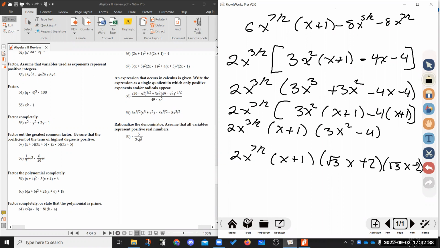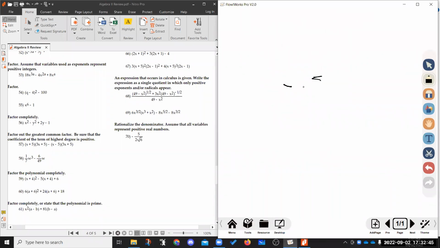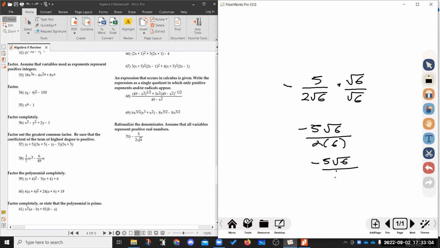All right. Last problem here is we have -5/2√6. We want to rationalize that denominator. So we're going to multiply by √6 over √6, which gives us -5√6 over 2 times 6, -5√6 over 12. And that is all the problem.